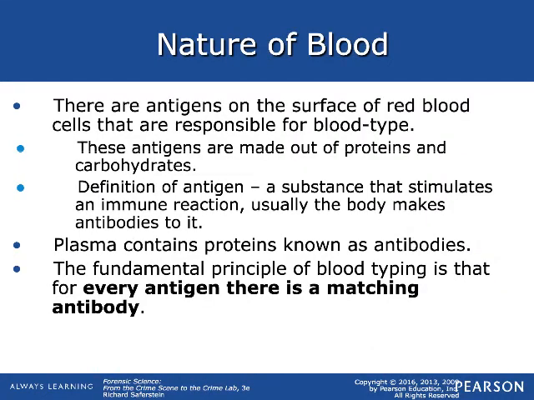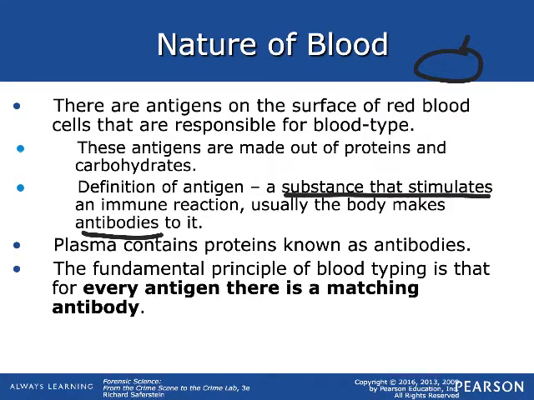Okay, now, how do we identify or type blood? So the kind of blood typing we do is called ABO typing. That's based on the premise that on the surface of our red blood cells there are antigens. Now, an antigen is just a substance that causes your body to have an immune response. And typically, that immune response is the idea that we make antibodies to them. And I'll try to explain all this in lab.